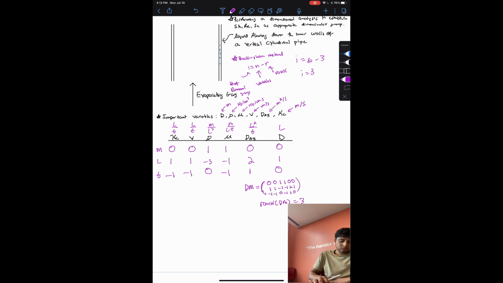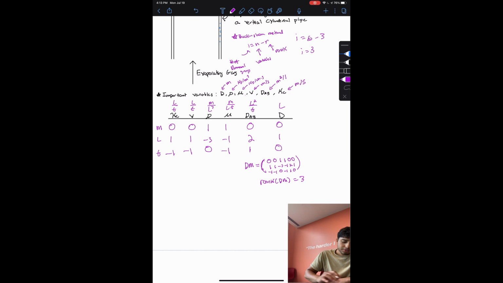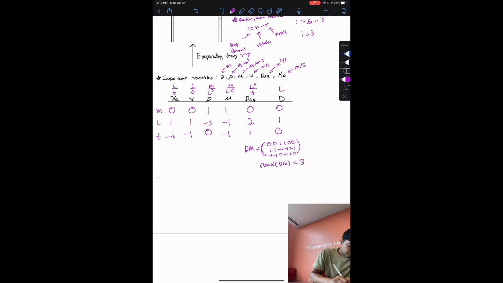So that means we need to choose 3 groups that we'll use for the dimensional groups, pi 1, pi 2 and pi 3. And the 3 groups that we're gonna choose is we're gonna make sure that it has all the variables in the group. I'm gonna choose D_AB, the diffusivity. I'm gonna choose the density, and then I'm gonna choose the diameter. I'm gonna do that for all 3 because we found the 3 groups.